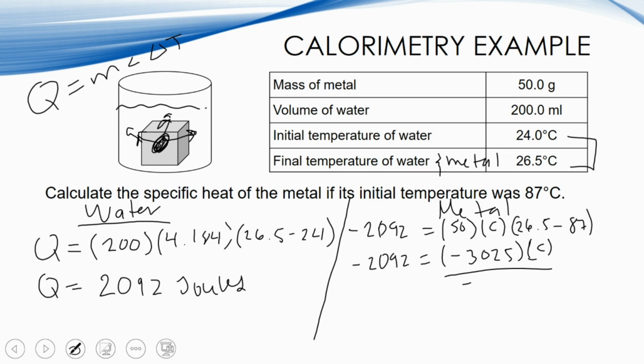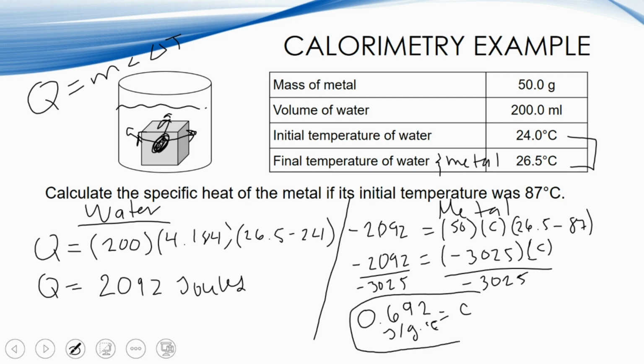So we are going to divide both sides to get c by itself. We do to one side, we do to the other. And now what we're going to do is divide our two values here on the left side of the equation. And we end with an answer of 0.692. And that would be in joules per gram times degrees Celsius. So this is our final answer.